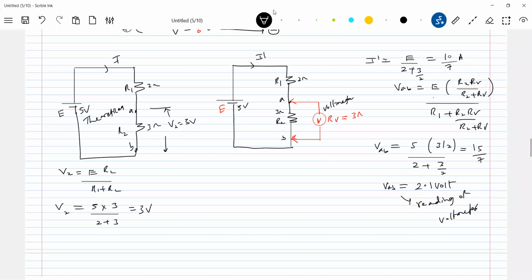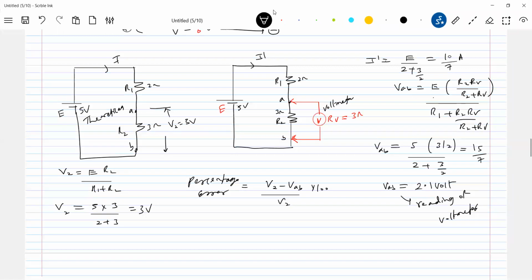So again, percentage error. Error should be equal to (V2 minus VAB) by VAB into 100. Like this, we calculate the percentage error in measurement of voltage by the voltmeter. So these are some problems we are encountering. So how to minimize this error? Definitely there must be a method.